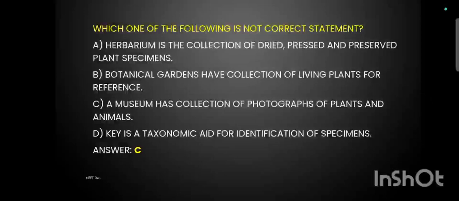Answer is C. A museum has collection of plants and animals in various forms. They may be dried, they may be stuffed, or their skeletons may be present, but only photographs of plants and animals are not present.